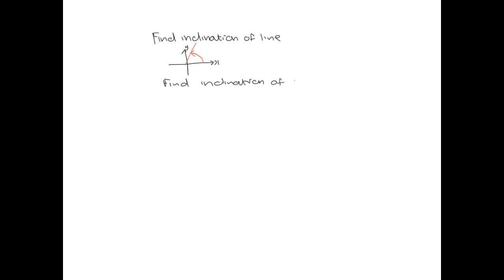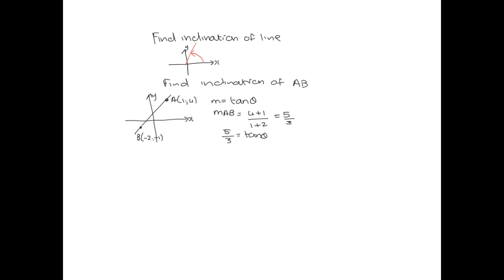So if I said to you, find the inclination of AB, and I have a line AB, let's say A is (1, 4) and B is (-2, -1). You're going to say m equals tan theta always, okay? And your gradient of AB will equal (4 plus 1) over (1 plus 2), which is 5 over 3, okay? And then you're going to say 5 over 3 equals tan theta. And you say shift tan 5 over 3, and you get the answer.